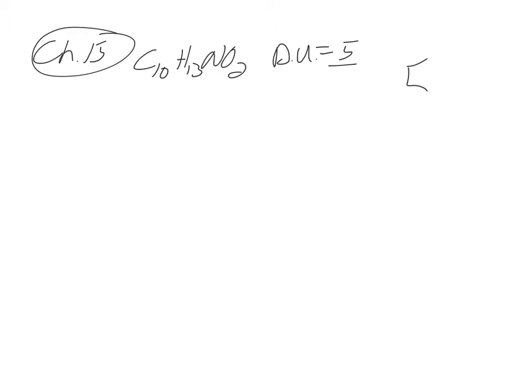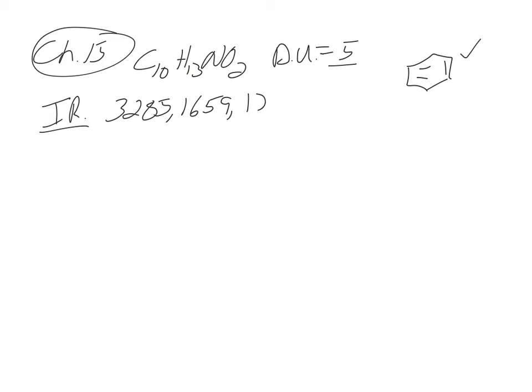Why? Because a benzene ring counts for how many degrees of unsaturation? 4, right? 3 pi bonds in a ring, 4. So we're thinking benzene ring. Good. What else are we thinking about here? IR. The IR has stretches at 3285, 1659, 1246.